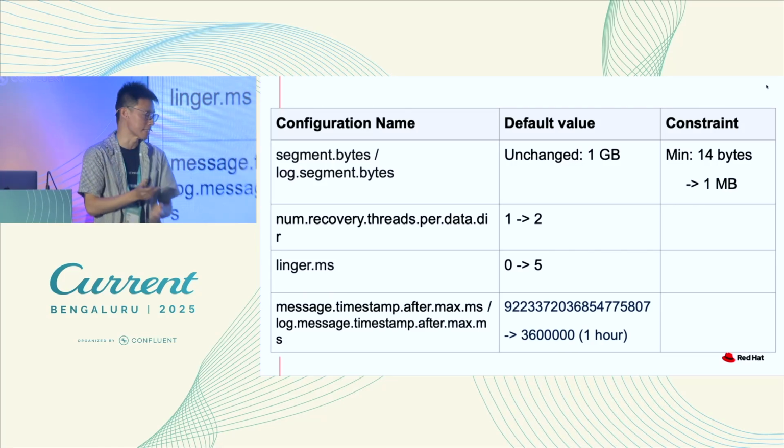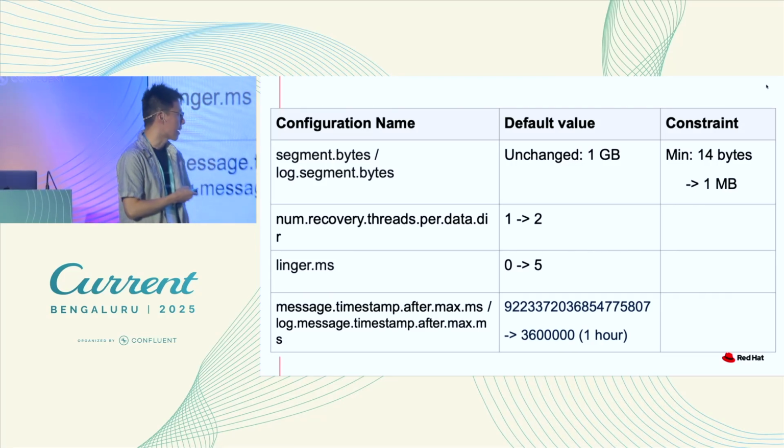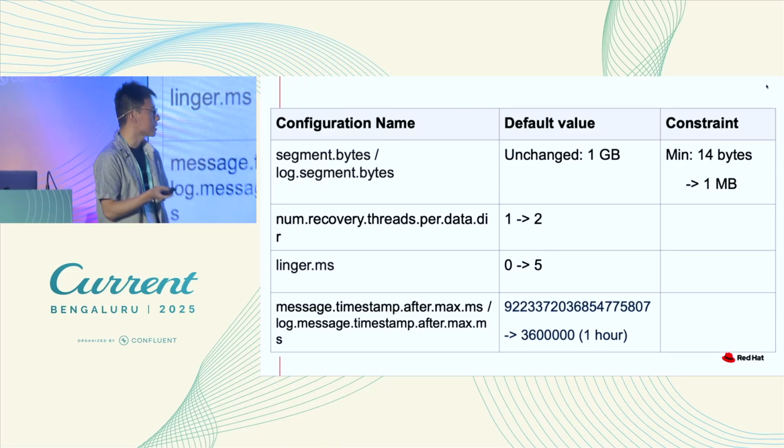So that's why we think it's good to increase that. But if your use case needs it set to 0, you want to send as quickly as possible, please change that explicitly, because we already changed the default to 5.